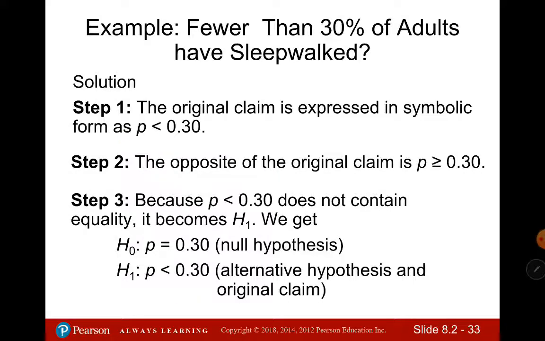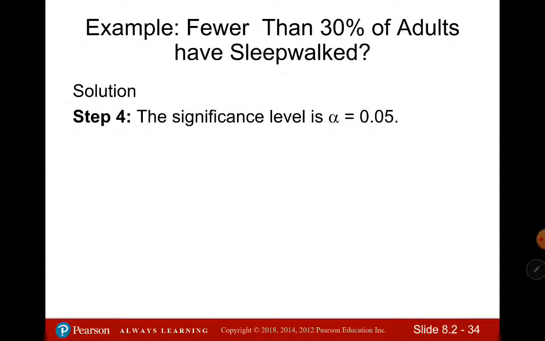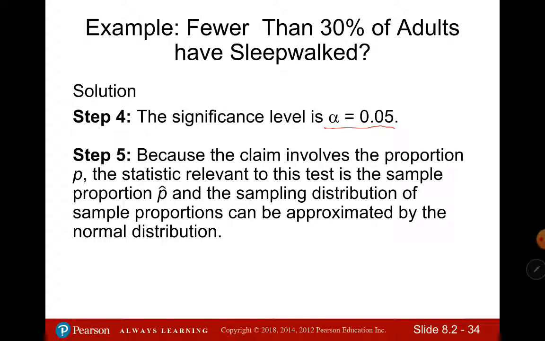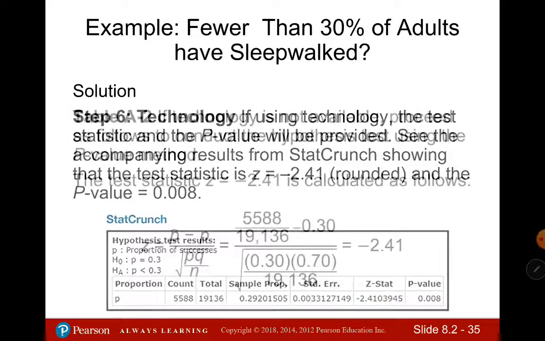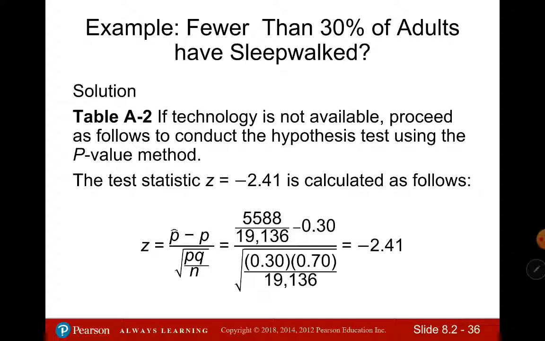Step 4, we know the question already set the alpha level. Next, we're going to find the test statistic. If we use technology, we know the test statistic here is this one, and we can automatically get the p-value. But if we use the formula, we're going to use this formula, right?